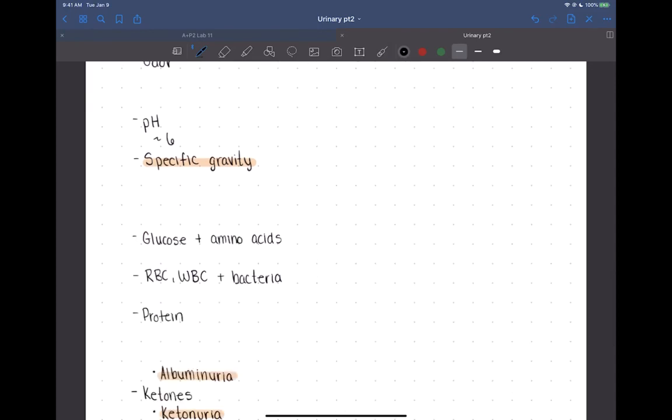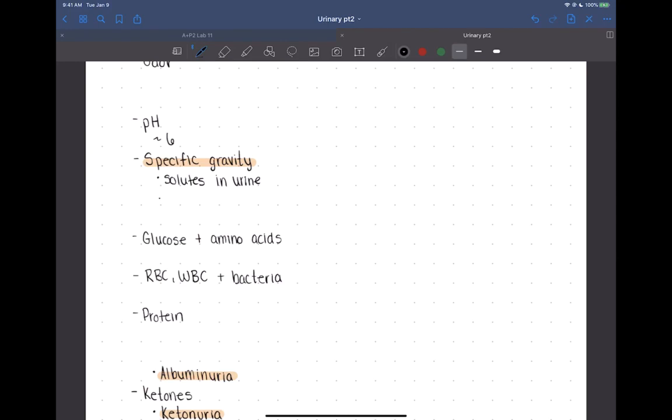And then you can measure the specific gravity of the urine. So this just measures the solutes in the urine. It doesn't tell you what the solutes are. It just tells you, are there a lot or are there not very many solutes in the urine?